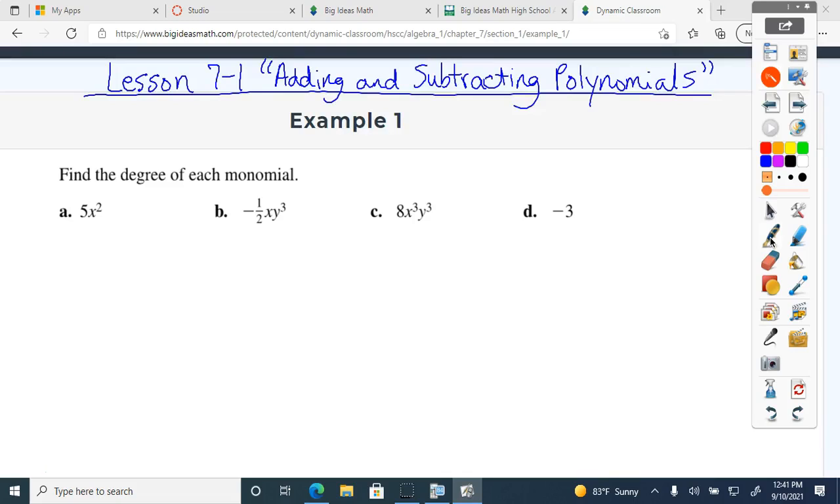It says, find the degree of each monomial. Okay, so first off, what is a monomial? I forgot. Well, it's a polynomial, but what is mon?